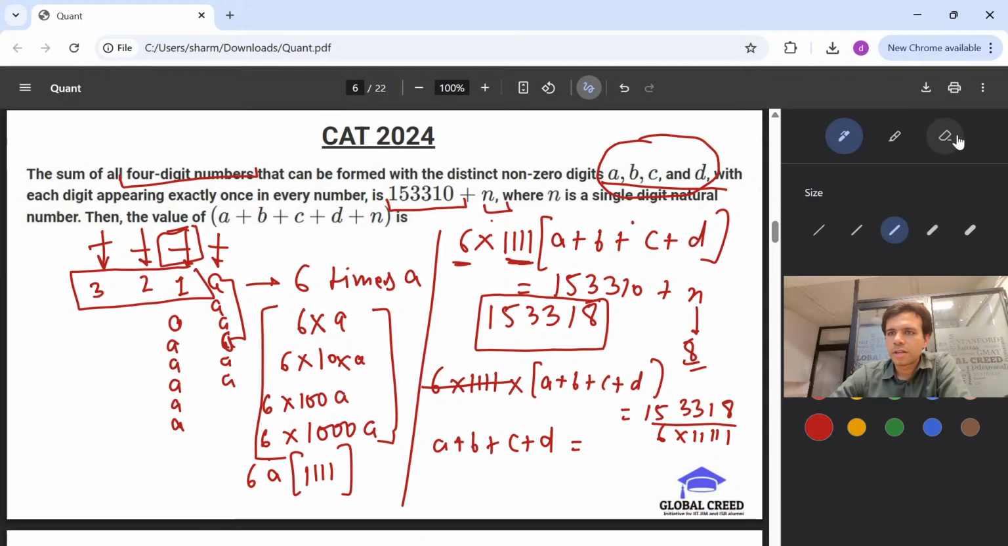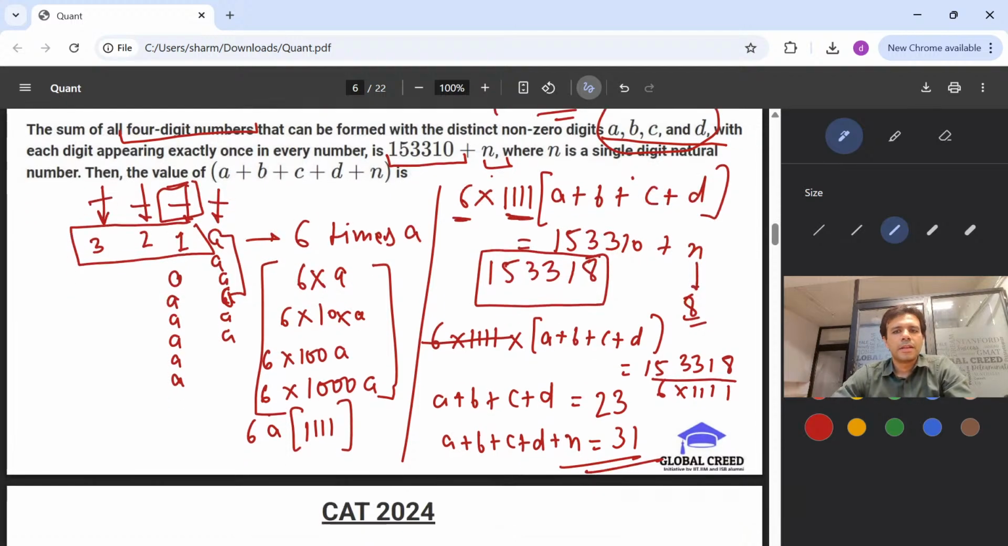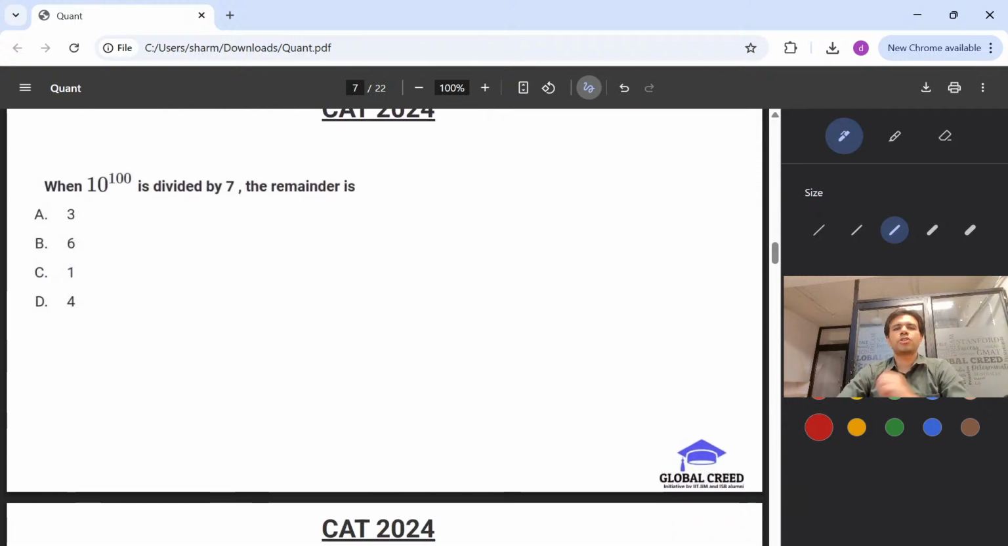This has 1 four times. We have mentioned it 5 times. So if you do this, you end up getting the value of a plus b plus c plus d as 23. So in that case, if we have to find out a plus b plus c plus d plus n, that would fetch me 31. That's your answer for this question. Now, if I talk about this question, I would again say this was a moderate question. Let's keep moving. Let's go to the next one.